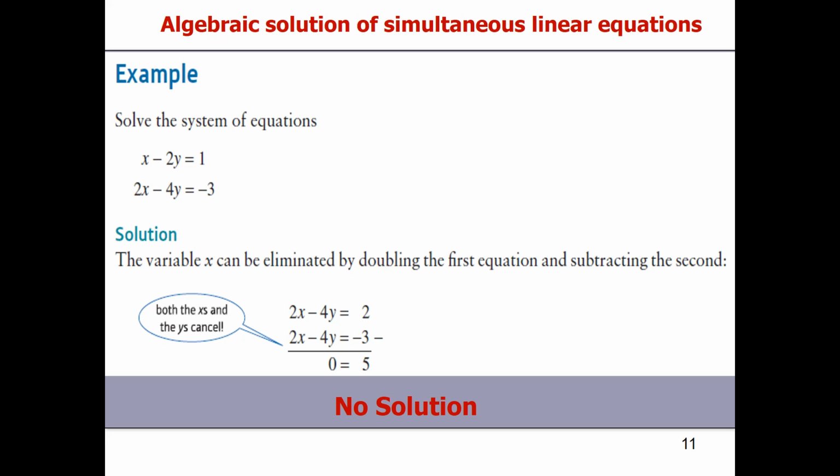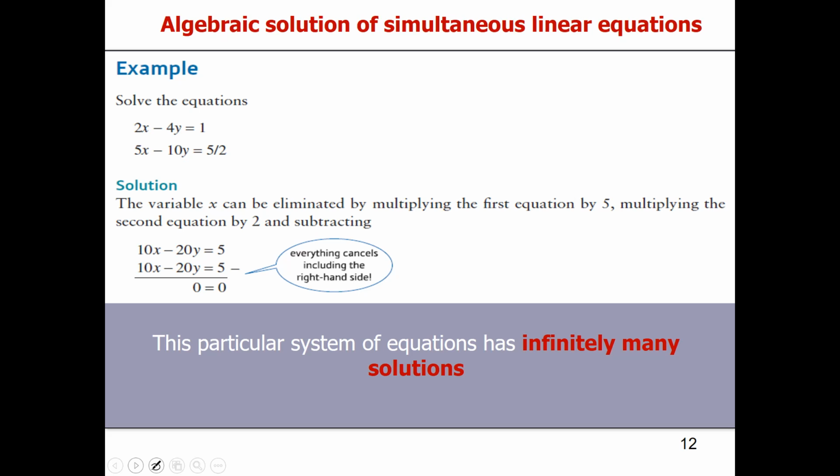So if the elimination method gives us a nonsense equation, 0 equals 5 or 0 equals any other number, which doesn't make sense, then we will say no solution of this linear equation. So this is a special case if there is no solution of these linear equations. The other special case is demonstrated in this example. Let's solve these equations.